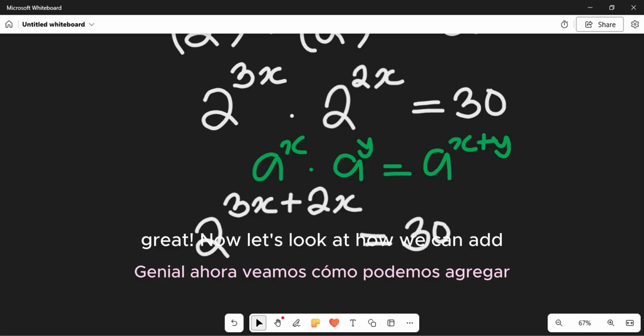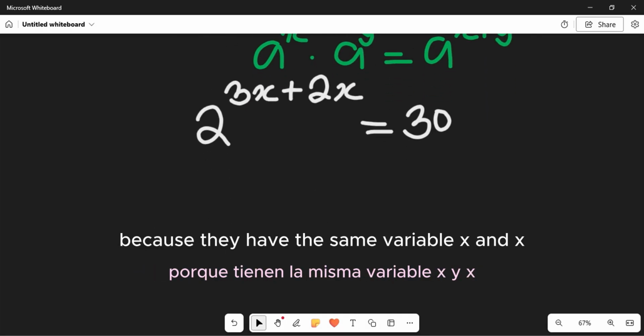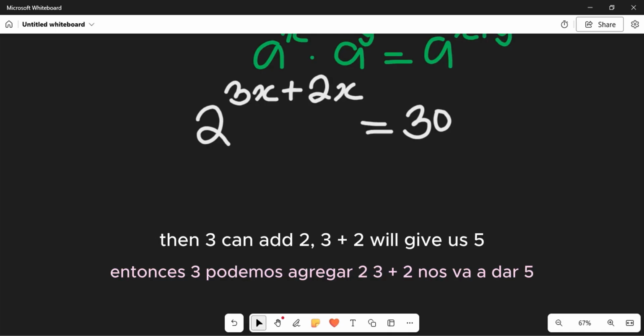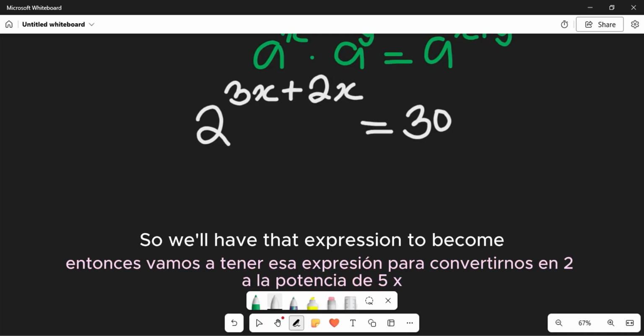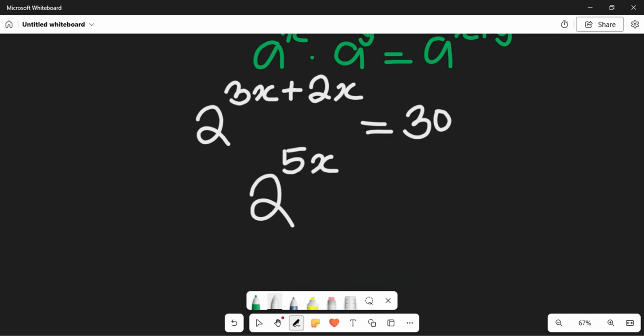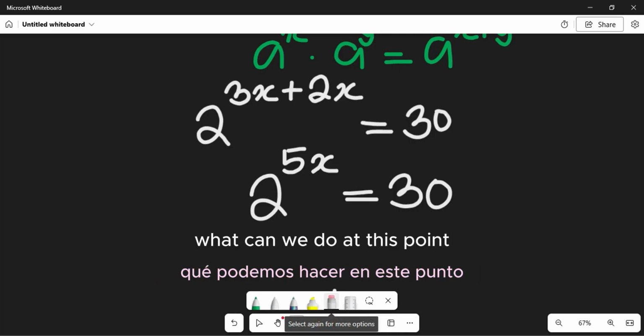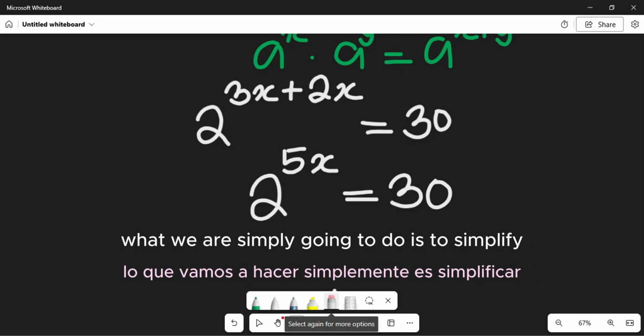Great. Now let's look at how we can add, because they have the same variable x. Then 3 can add 2. 3 plus 2 will give us 5. So we'll have that expression become 2 to the power of 5x equal to 30. Now at this point, what can we do? What we are simply going to do is to simplify.